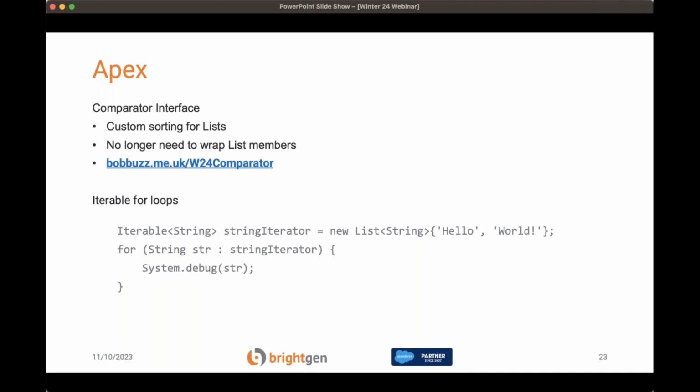And also you can now use for loops with iterables. You used to be able to do this with arrays, but for iterables you had to convert them into arrays and then do something with them. So this again, a nice little productivity improvement.